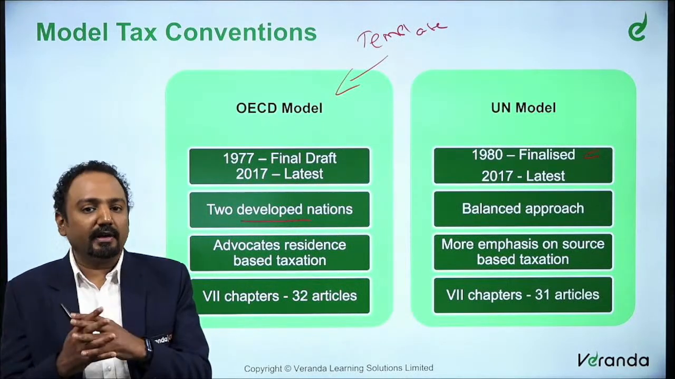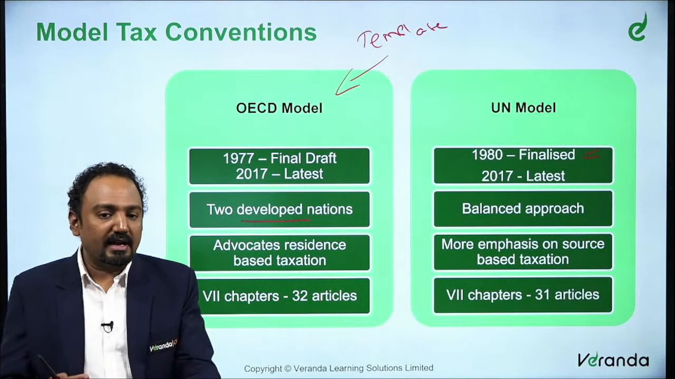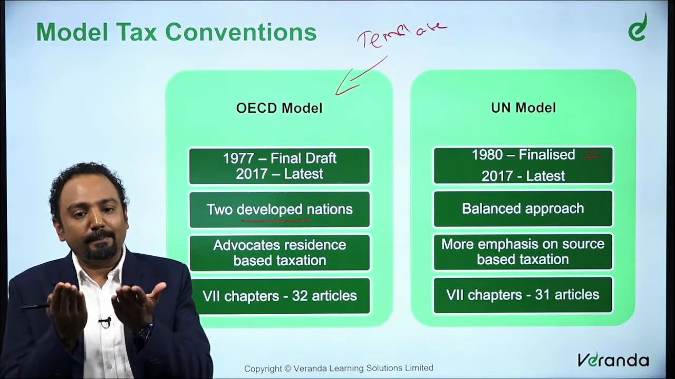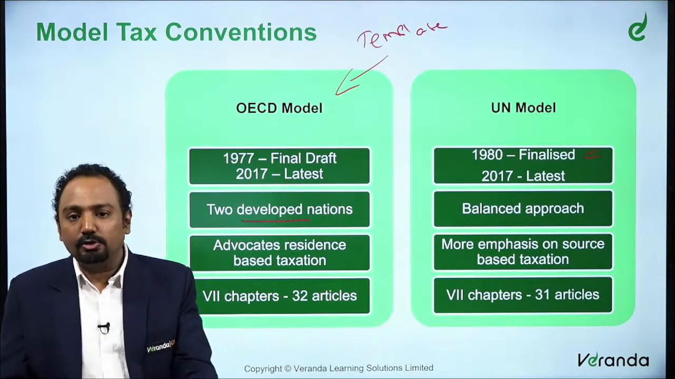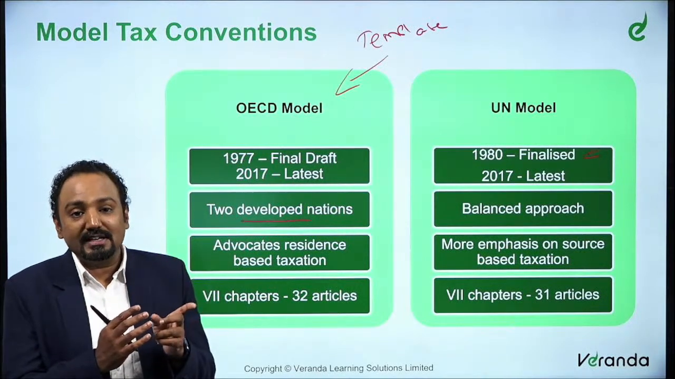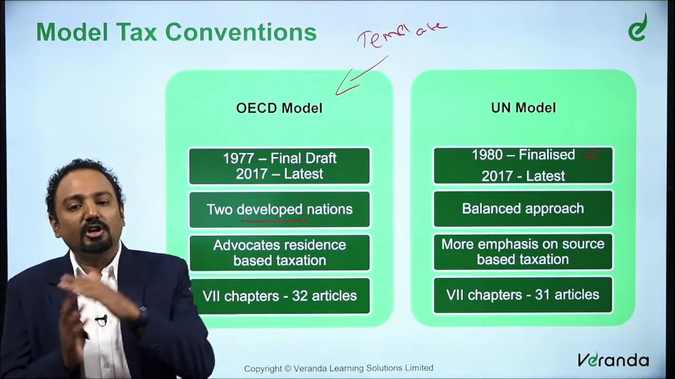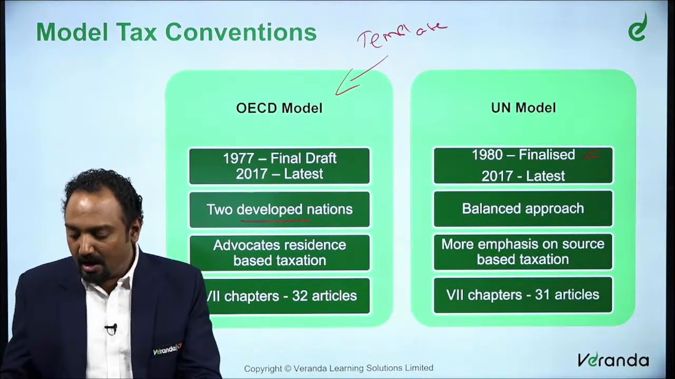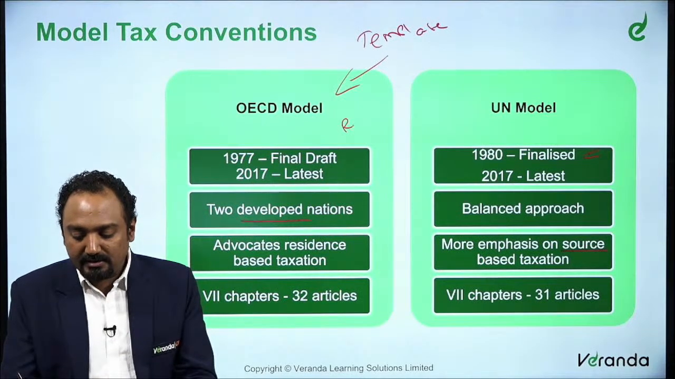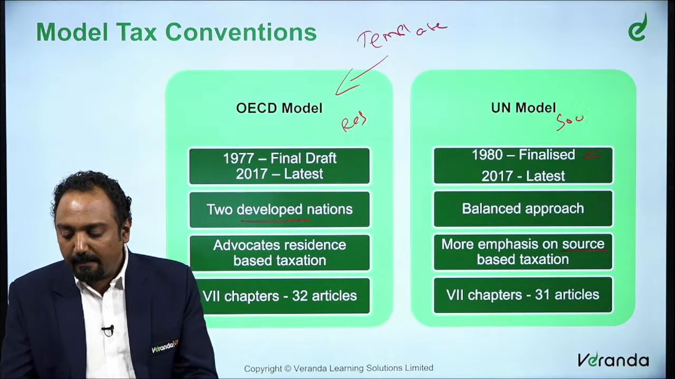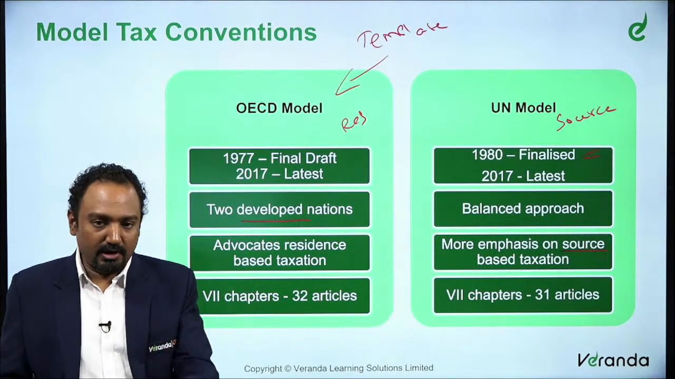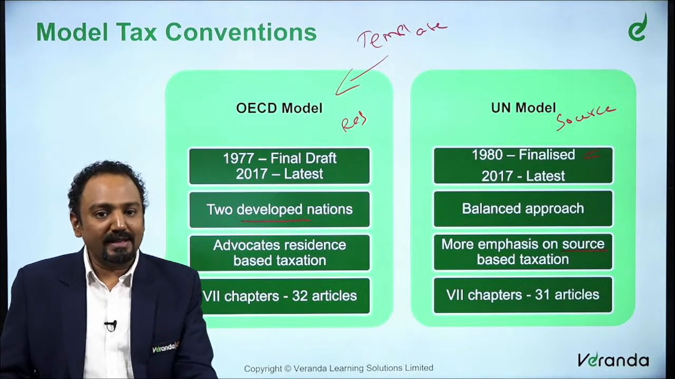So it's for all kinds of economies, developed, developing, even underdeveloped. To have a uniform approach for all these economies, they have created a balanced template which will apply to all the countries we are talking about. The OECD is based on residence, whereas the United Nations is based on source, with more emphasis on source based taxation. So that's the difference: this is residence, this is source. They don't say it is not taxed in the residence state. Primary importance is given to source based taxation.